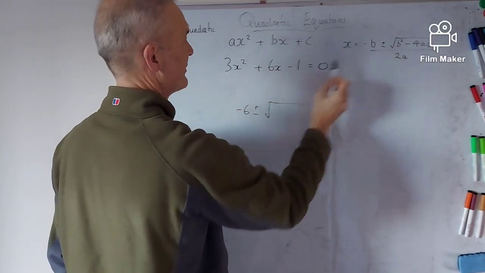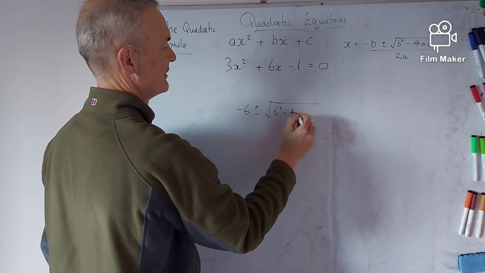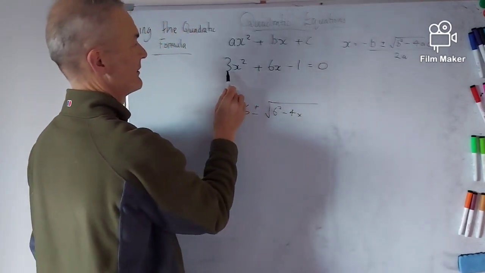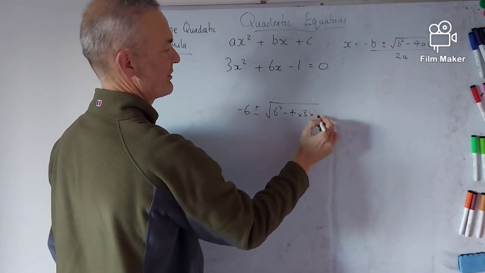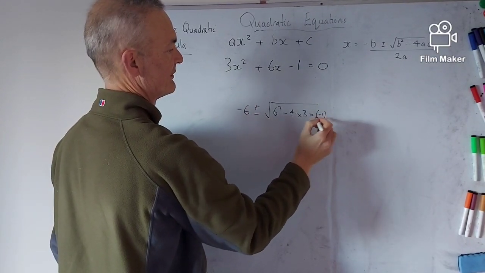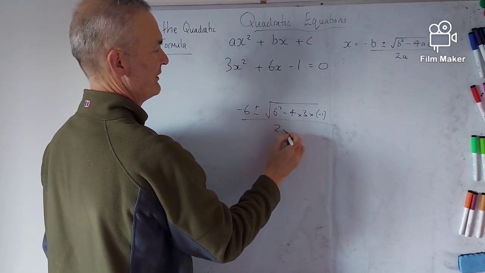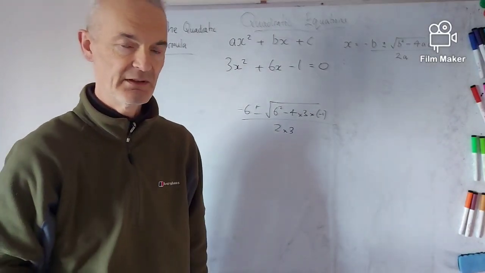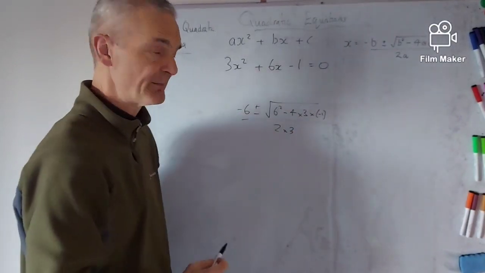And we've got b squared, so that's going to be 6 squared minus 4 times a, which is the 3 here, times c, which is the minus 1. And that's all over 2 times a, which is 2 times 3. So all I've done there is I've just put the numbers into the formula. And now I'm just going to simplify this a bit.